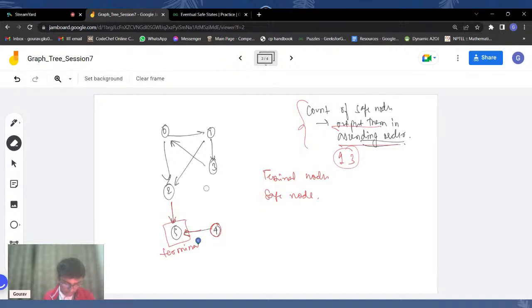Then let us see another example. Are there any other terminal nodes? Can anyone please confirm? Are there any other terminal nodes? Can anyone confirm, please?